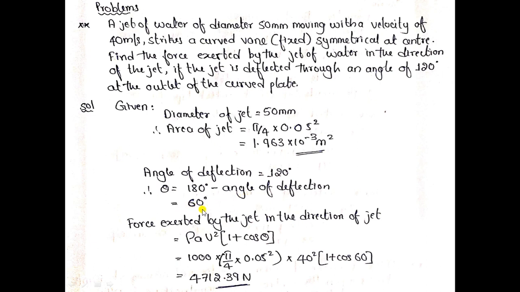So, force exerted by the jet in the direction of jet is, in fact, this problem is of case A type. Force exerted by the jet on a stationary curved vane at the center. So the formula is rho a v square into 1 plus cos theta. So if we substitute various values, we will be getting the force exerted value as 4712.4 Newton.